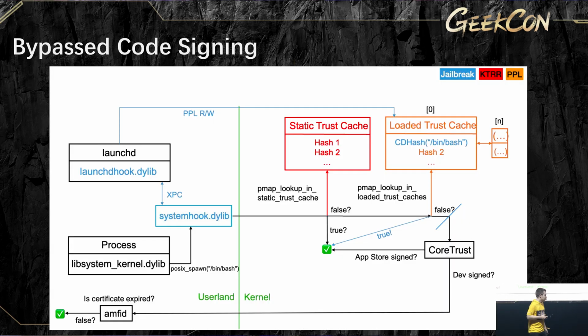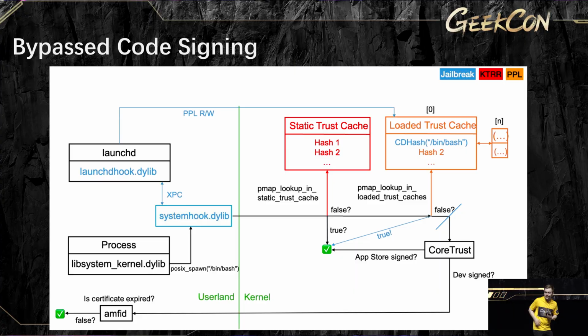So essentially, we have bypassed code signing by simply injecting into the entire system, intercepting every single posix_spawn call, adding the binary to trust cache, then calling the original implementation. This is done by launchd. Launchd uses PPL read-write to actually perform our stuff. And yeah, this is it. Thanks. I will quickly show a demonstration also.